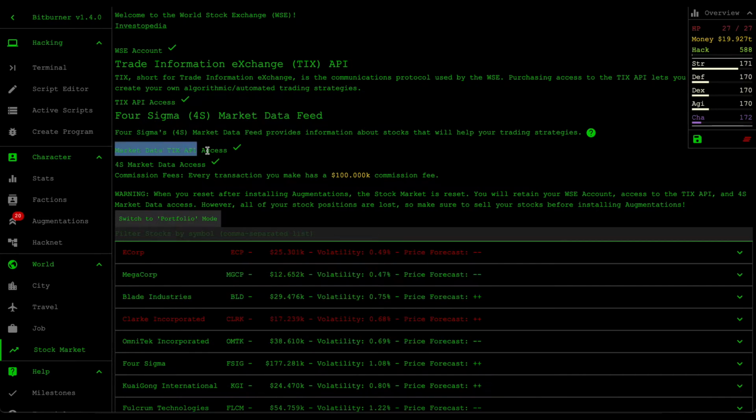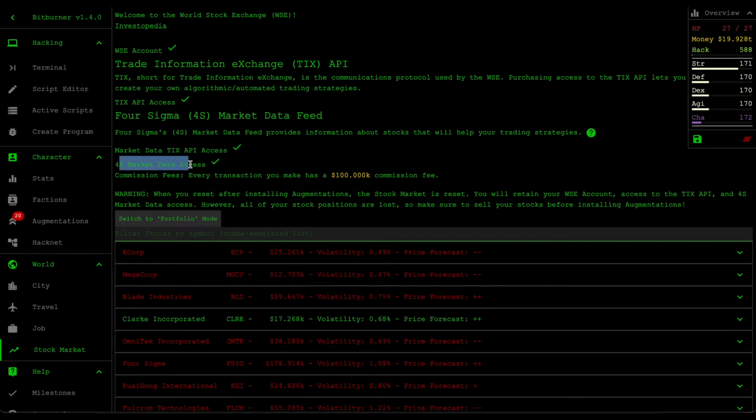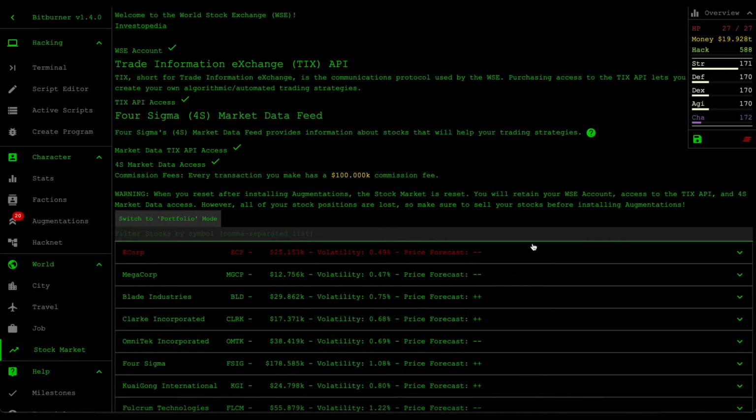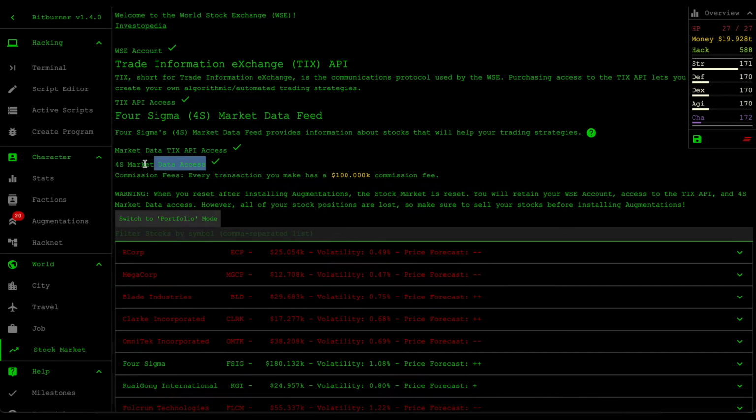Third one is the market data TIX API access, and what this one will do is give you access to forecast figures and volatility figures. This one will assist us in deciding whether we're going to buy or sell our stocks from within our scripts. And then optionally, you can purchase this 4S market data access, and what that one will do is unlock the UI elements for the volatility and price forecast figures, as well as unlock the achievement if you haven't gotten that already.